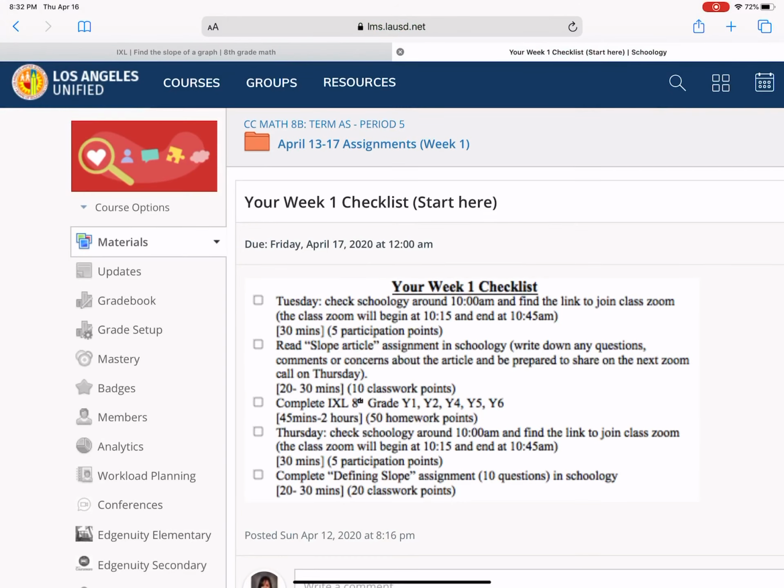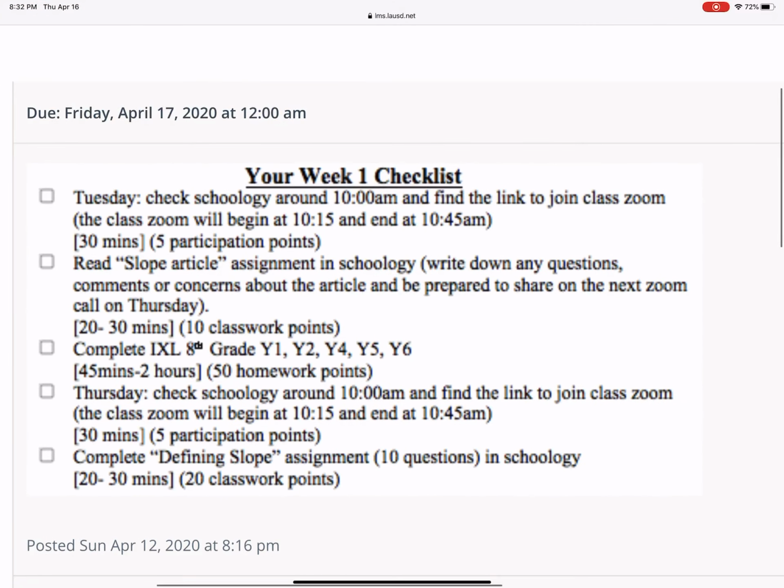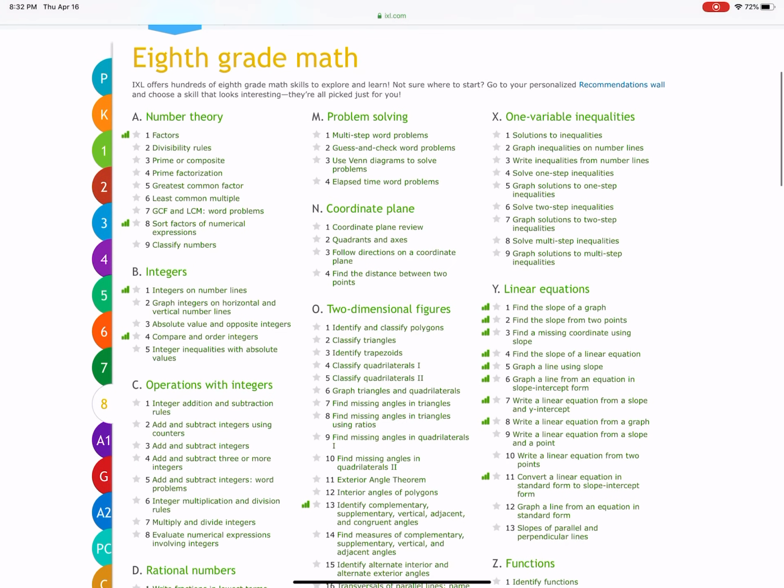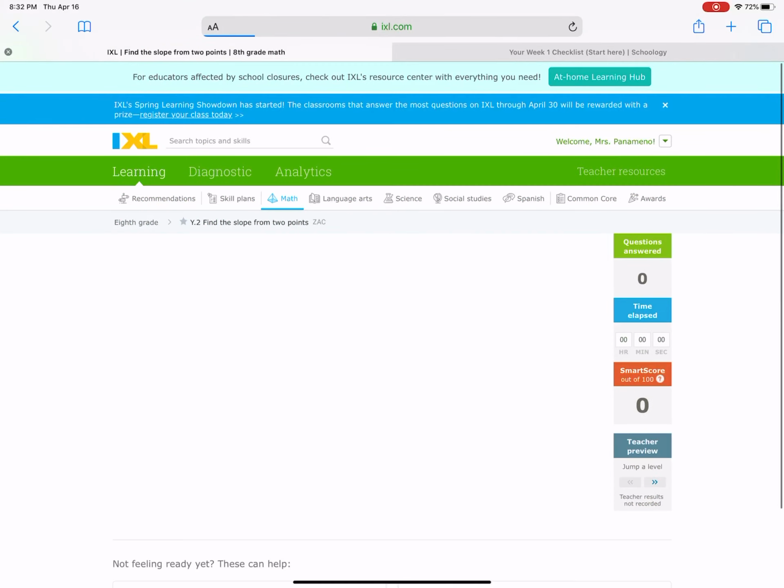All right, so now in this video, I'm going to do Y2 and Y4. I'm going to try to finish both of these actually in one video. So Y2 says, find the slope from 2 points.